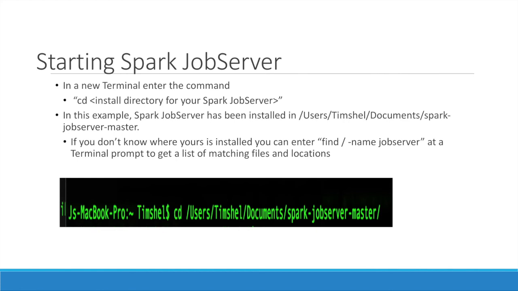Now that we have the Spark JobServer installed, we will start the JobServer application using SBT. This is what we will use in the future lessons to access our Spark jobs and contexts via the REST API. First, in a new terminal, cd or change directory to the installation directory for your Spark JobServer. This should be spark-jobserver-master, but if you have trouble locating the directory, you can enter the find command, shown below, at the command prompt to get the name and location of the matching files.